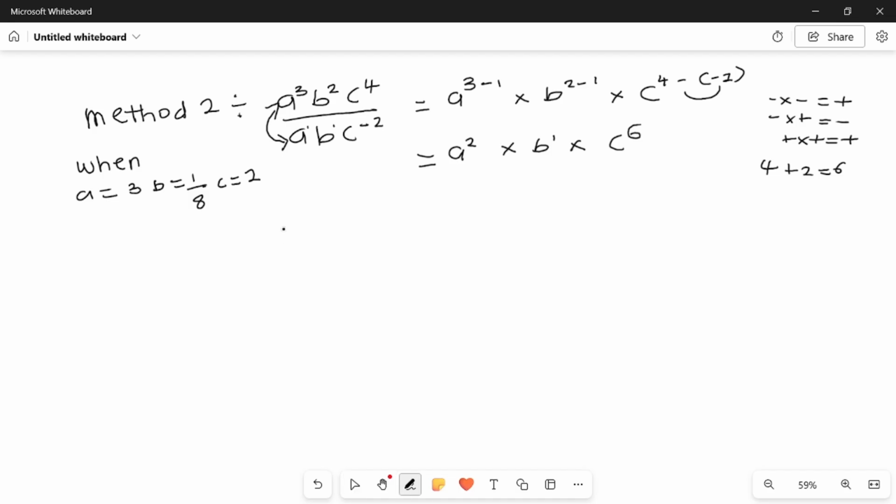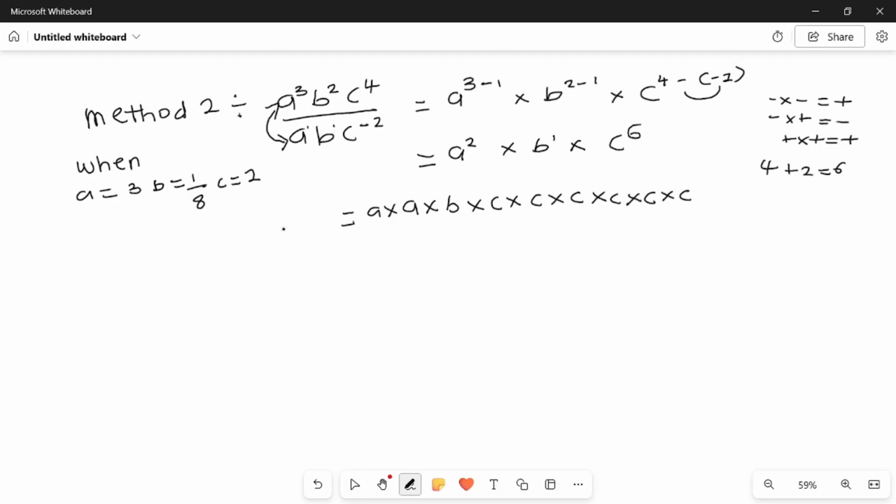So now we can expand it. A raised to the power 2 is the same thing as A times A, then times B raised to the power 1. We said from our previous video that any base or number raised to the power 1 will give us itself. So B raised to the power 1 is itself, that's B, times C raised to the power 6, that's C times C times C times C times C, and finally times C.